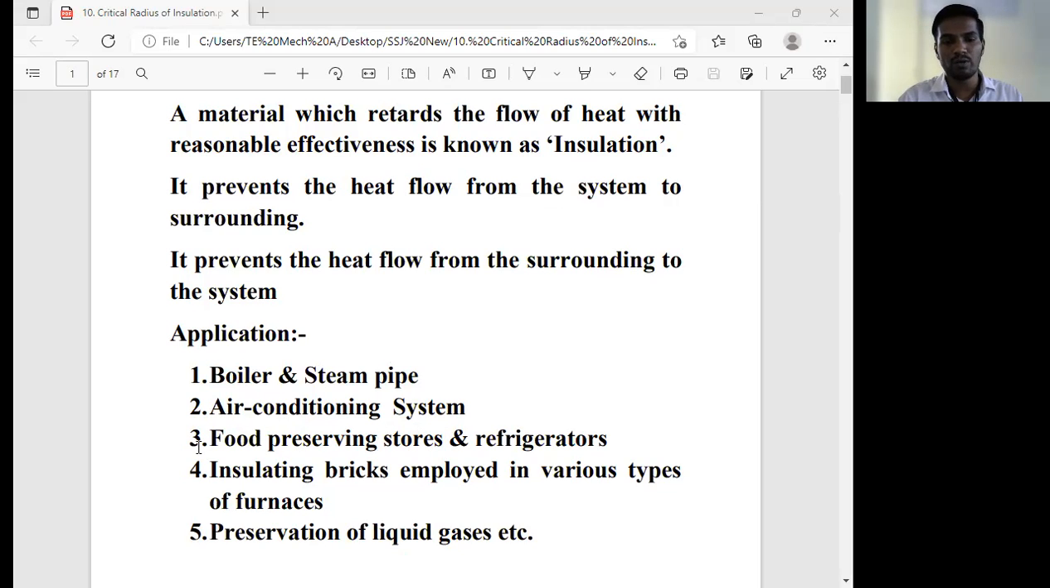In air conditioning systems, we use insulation. Then food preserving stores, refrigerators, insulating bricks employed in various types of furnaces, preservation of liquid gases, etc. These are the applications where we use insulation. Our aim is to control the heat transfer from the system to the surrounding or from the surrounding to the system. That means the temperature inside should not increase, the heat inside should not go outside, and the outside heat should not go inside. For that purpose, we use insulation to retard the heat flow from system to surrounding and surrounding to system.